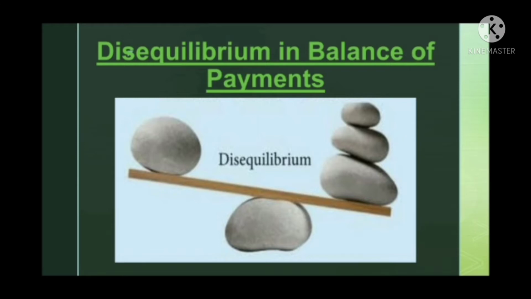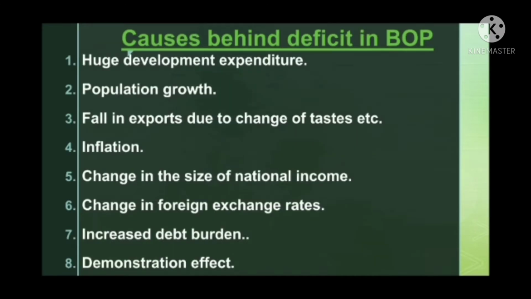Next, causes behind deficit in balance of payment. Deficit in balance of payment is caused by a variety of factors. Point number 1 is huge development expenditure. When a backward country starts various development schemes, it often needs the import of machines, raw materials, etc. This raises the country's import bill and consequently its balance of payment becomes adverse.